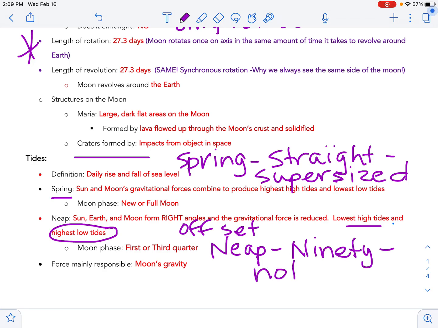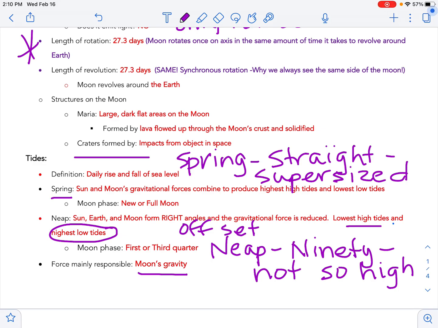Not so high, or not so much. Okay, so when the sun and the moon are at right angles to the earth, their gravitational forces compete, they diminish each other, they offset each other a bit, and so the high tides are not going to be as high, leaving behind more water for the low tides. Okay, so the force mainly responsible is the moon's gravity.